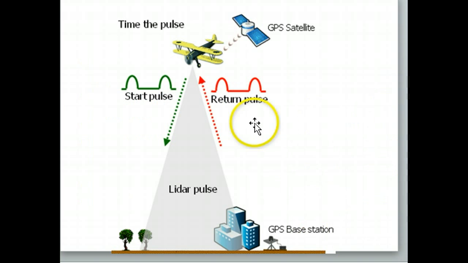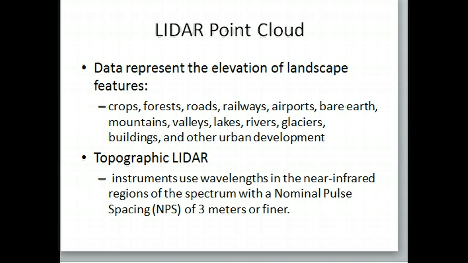Okay. So you get your start pulse, it hits, it gets your return pulse. This was on the Esri site. I thought it was cute. So what you get back is what they call a point cloud, and the point cloud represents the elevation of the landscape, right? So the height of crops, the height of forests, road beds, railroads, airports. You can get power lines. If it hits on a power line and returns, you'll get the height of that. It will give you the height of everything, right?